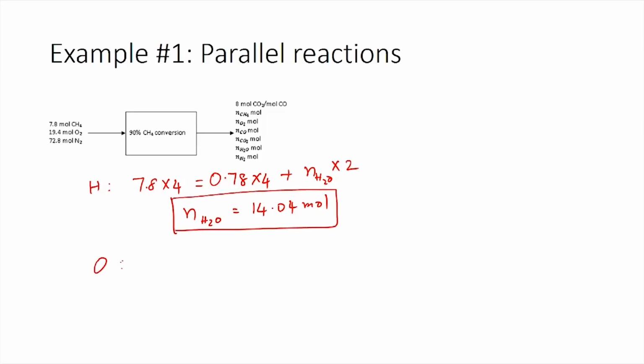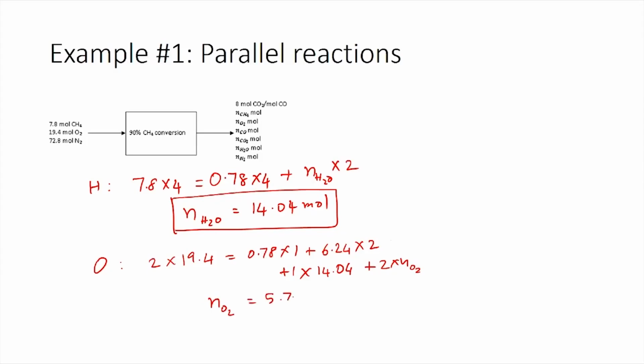and finally we can write the oxygen balance, which would be 2 atoms of oxygen per molecule of oxygen entering, which is 19.4 times 2 is equal to 0.78 times 1, which is the number of moles of carbon monoxide which is leaving the system, plus 2 times the number of moles of carbon dioxide leaving the system, which is 6.24, plus 1 times the number of moles of water vapor leaving the system, which is 1 times 14.04, plus 2 times number of molecules of oxygen leaving the system, giving you NO2 equals 5.75 moles.